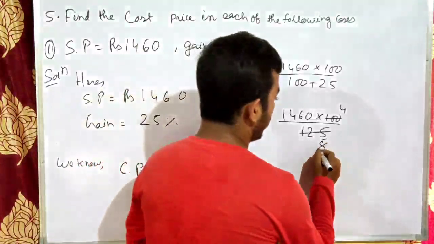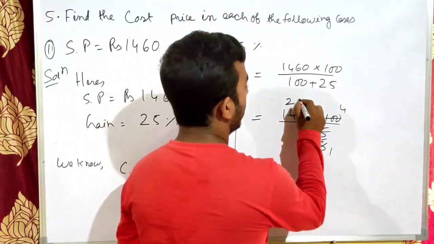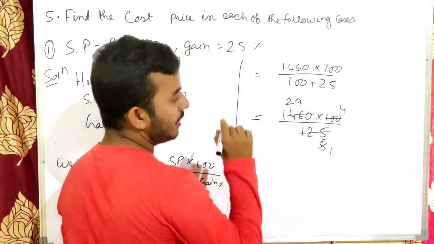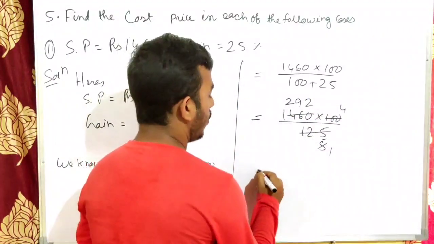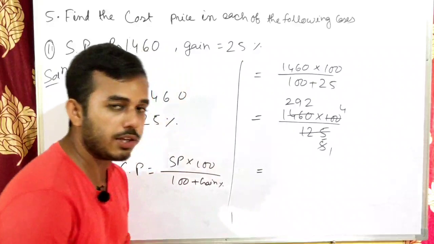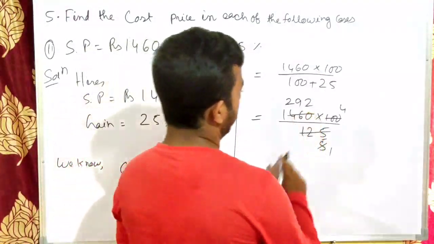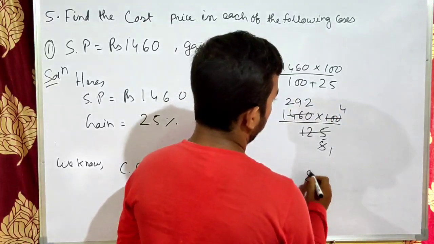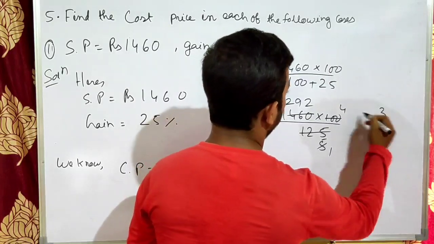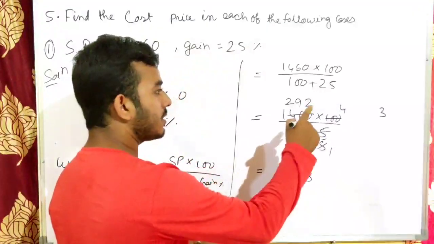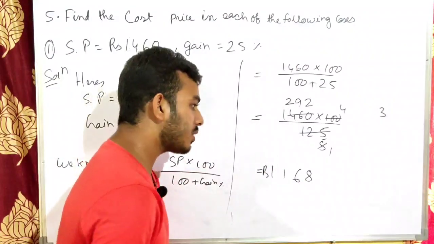So let's cancel. 5 into 1 is 5, 5 into 2 is 10, 5 into 9 is 45, isn't it? Up to this clear? Now we'll find the product of 292 and 4. If we multiply 292 with 4, the result will be how much? 4 into 2 is 8. Then 4 into 9 is how much? 36. The remainder will be 3. Now 4 into 2 is how much? 8 plus 3 is how much? It is 11.